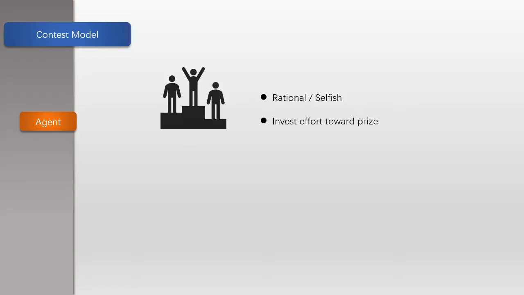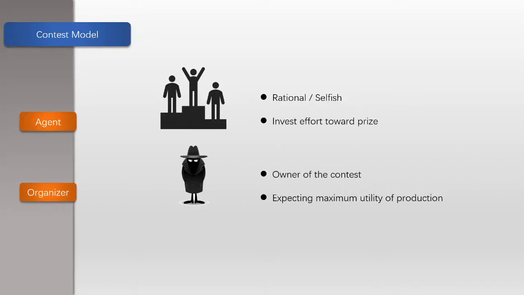We now introduce some basic elements of a contest model under standard game theory framework. The agent, or we can call them participants or players. We assume that the agents are rational and strategic. They invest effort with a selfish goal to maximize their individual payoffs. The organizer, who arranged the contest, is expecting maximum utilitative production from the agent.